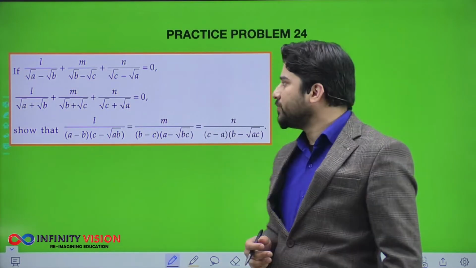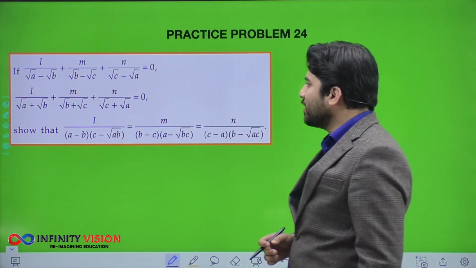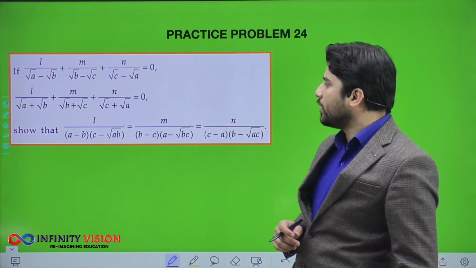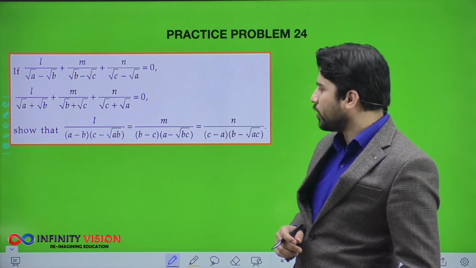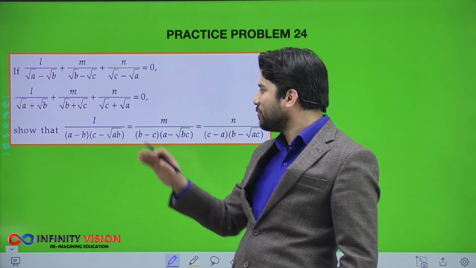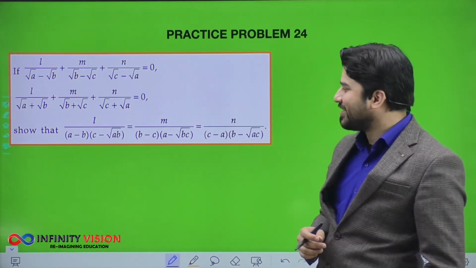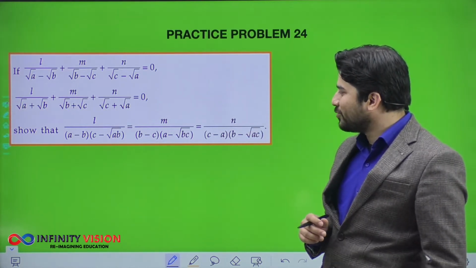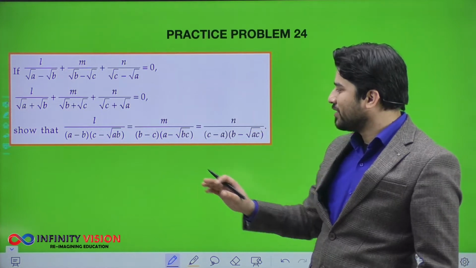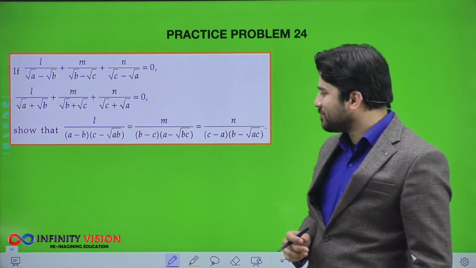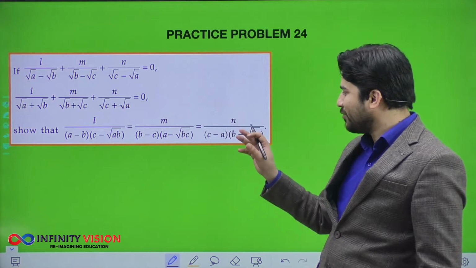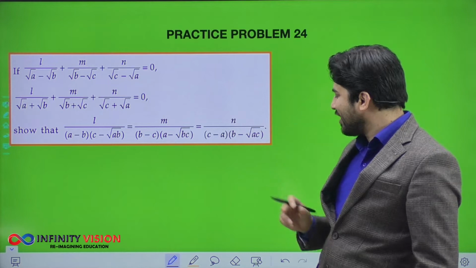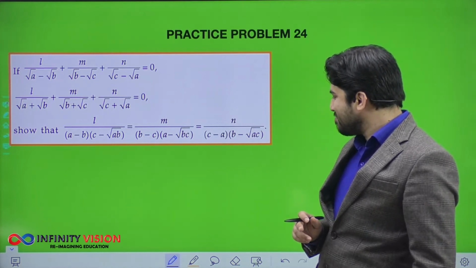Let's look at this problem, that is practice problem 24. The question reads, if L upon root A minus root B plus M upon root B minus root C plus N upon root C minus root A equals 0, and L upon root A plus root B plus M upon root B plus root C plus N upon root C plus root A equals 0, then you have to show that L upon (A minus B)(C minus root AB) equals M upon (B minus C)(A minus root BC) equals N upon (C minus A)(B minus root AC).